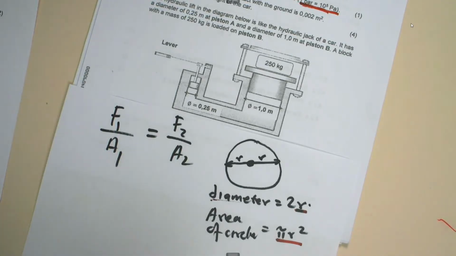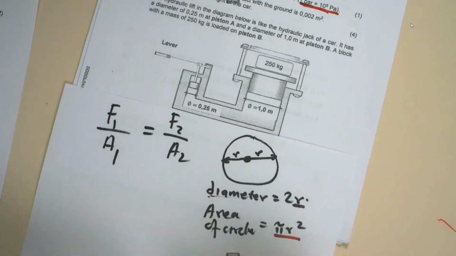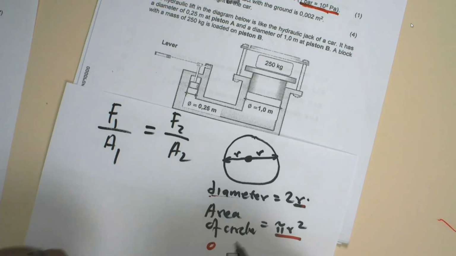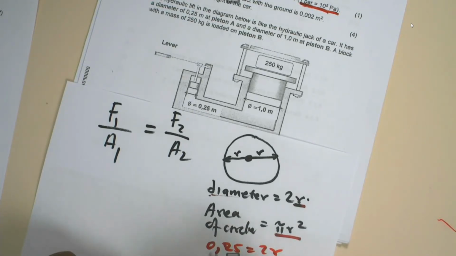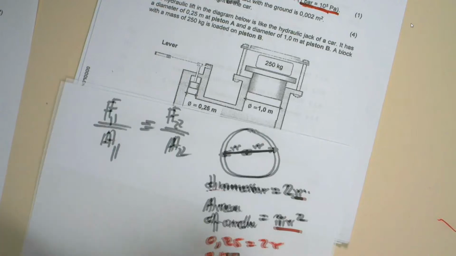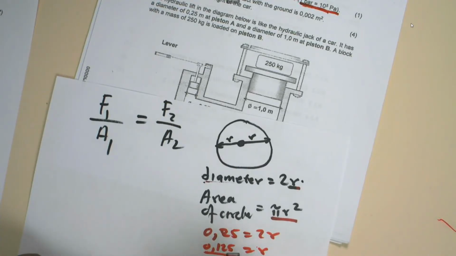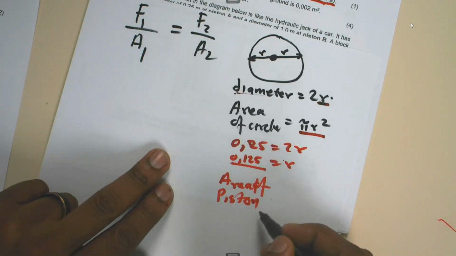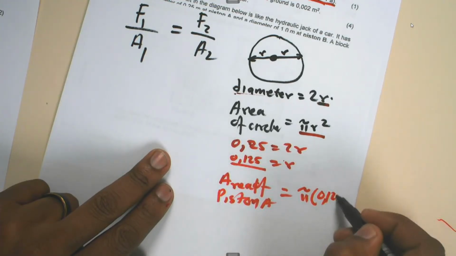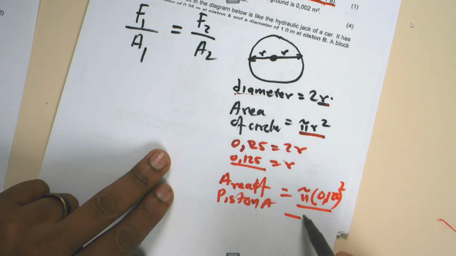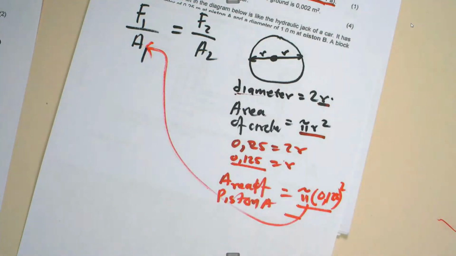So it means in this case it becomes easy to say for piston A I have a diameter of 0.25, which is equals to 2r. Then my r is something like 0.125. Then it's easy for me to calculate the area, to say area of piston A is equals to pi times 0.125 squared. Then I can get my area and substitute now into that.